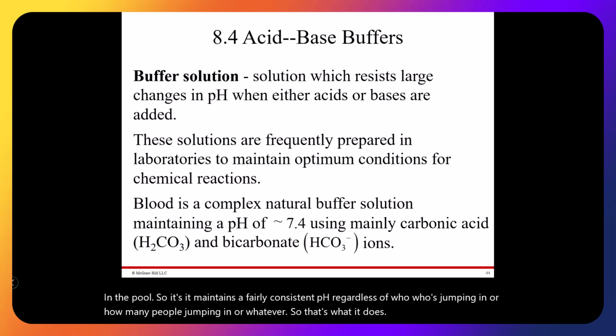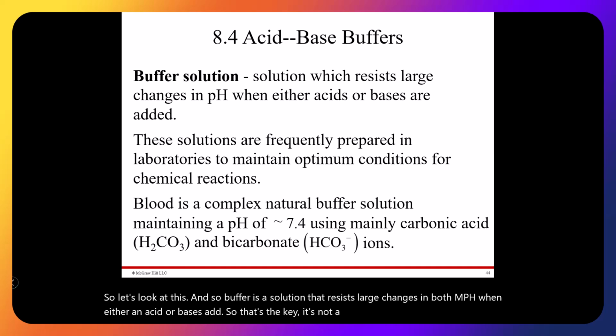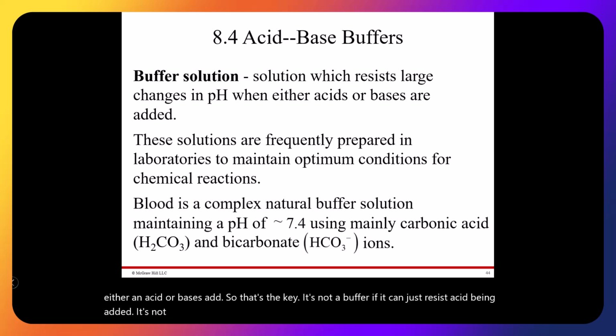So let's look at this. A buffer is a solution that resists large changes in pH when either an acid or base is added. So that's the key. It's not a buffer if it can just resist acid being added. It's not a buffer if it can resist the pH change only when a base is added. A buffer has to be able to resist both additions of acid or base.